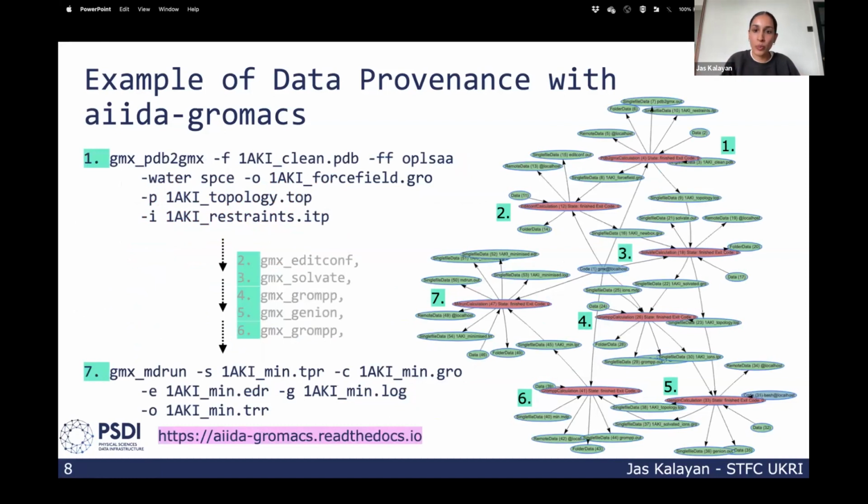So this is what it would look like then if you performed an MD simulation, a minimization using aiida-gromacs. So we have the 7 stages and a visualization of what that provenance graph looks like that is generated in the background for a user.